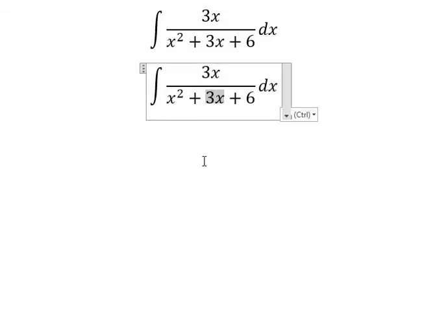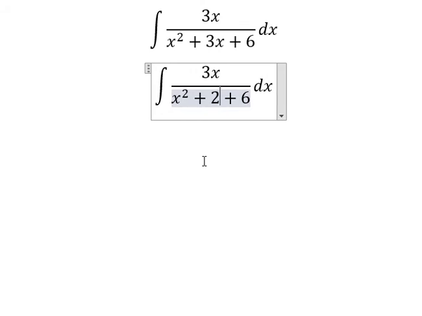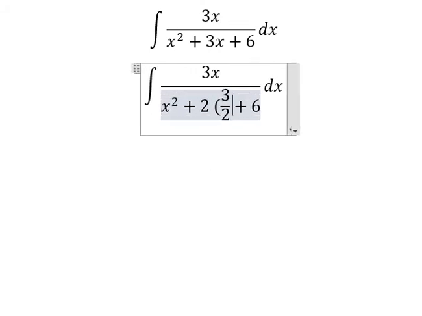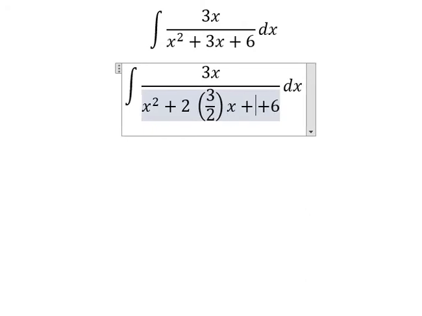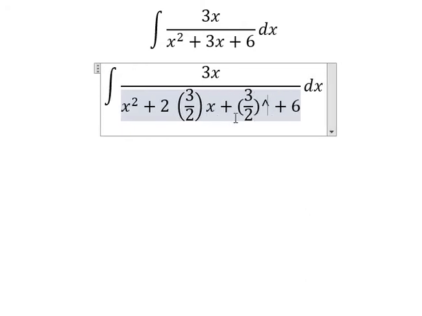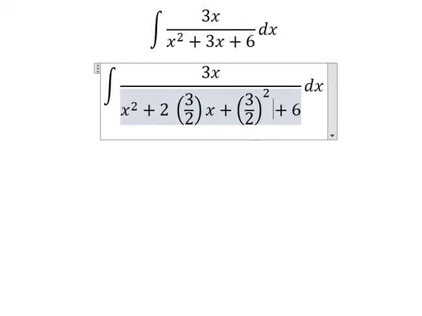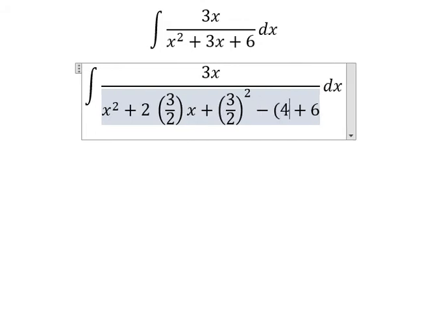About this one, we can change by number 2 multiplied by 3 over 2 with s. So because we have 3 over 2, we need to add 3 over 2 squared. Later, we need to subtract 3 over 2 squared.